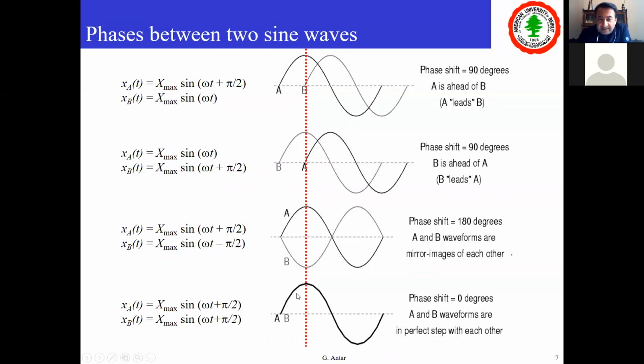And when the two are exactly in phase, then it is sine of omega t plus pi over 2 for signal A, and sine of omega t plus pi over 2 for the B signal. So the role of the phase is really much more to compare one signal with respect to the other, and to see whether one is leading, they are in phase, opposite in phase, or lagging. For example, in the first example here, A is ahead of B, or A leads B, or we can say that B lags A. It's behind it. So I hope this issue is clear.